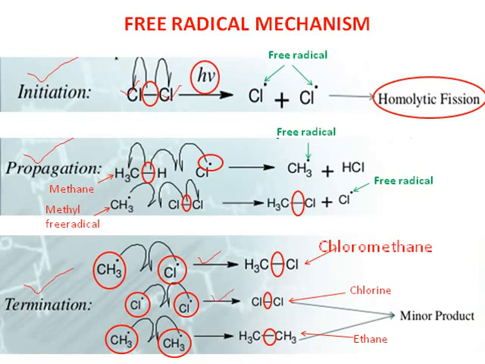In the first way we get chloromethane, in the second way we get the chlorine molecule, and in the third way we get the ethane molecule. But among these, chlorine and ethane are the minor products, because the chlorine and ethane molecules are formed by the combination of the same type of free radicals, and these free radicals have already been used so many times in the propagation step. So by the combination of methyl and chlorine radicals we get chloromethane as the major product.